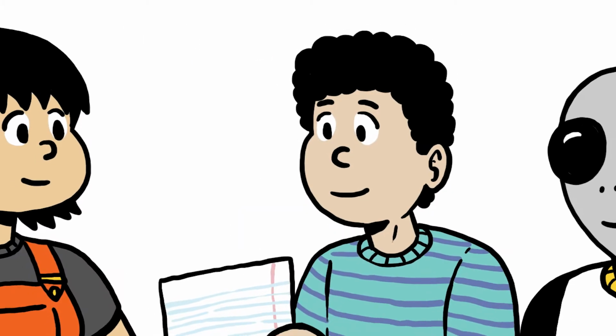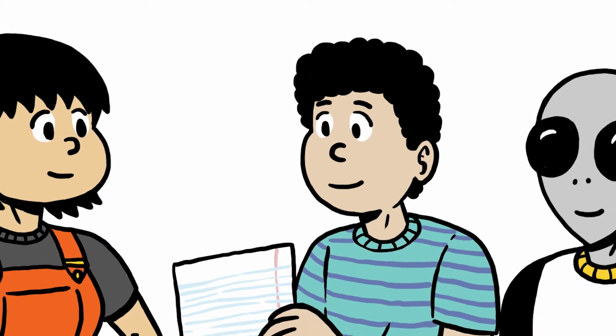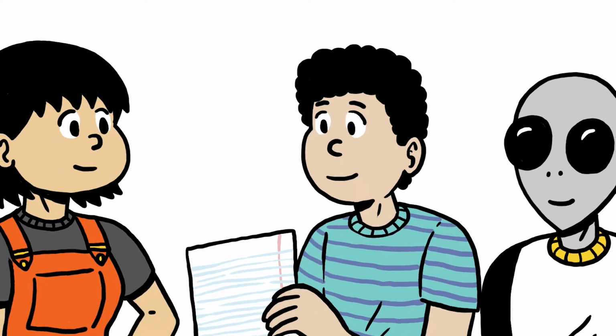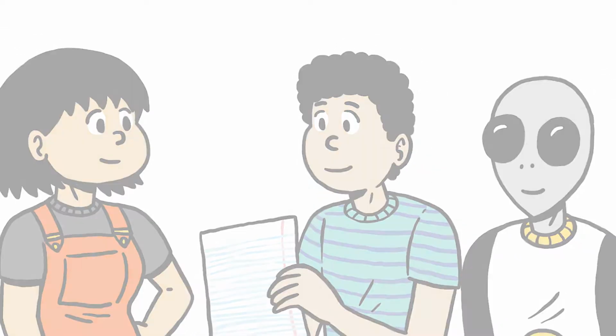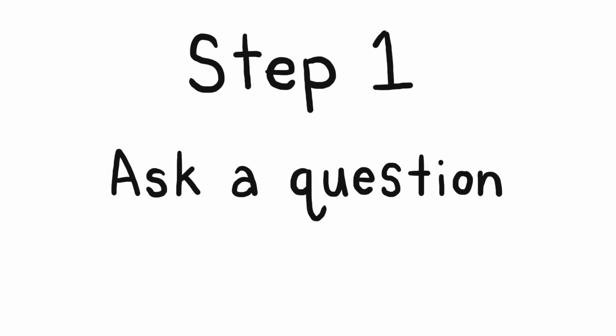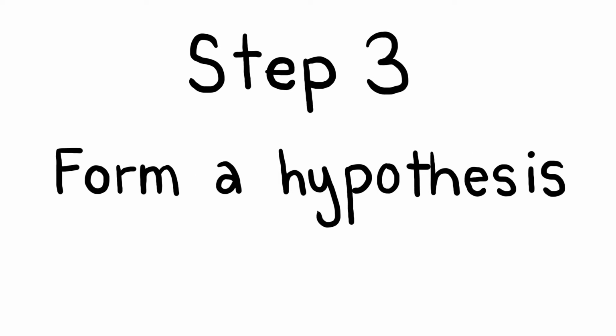Last episode, my friends Mira, Nexi, and Roshan went through the first 3 steps of experimentation. Here's a quick recap. Step 1, they had a problem they formed a question about. Step 2, they did research on the topics about their question. And step 3, they formed a hypothesis based on the questions they asked and the research they did.